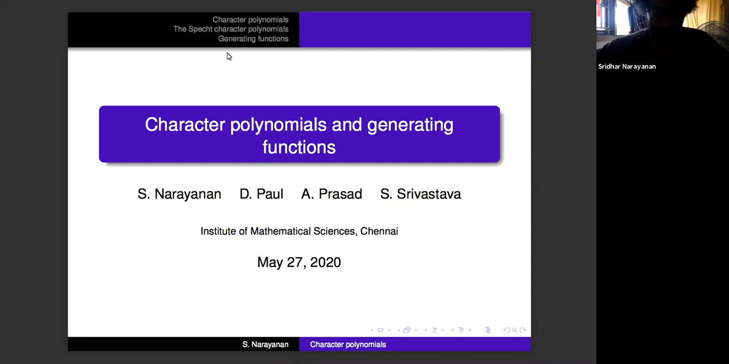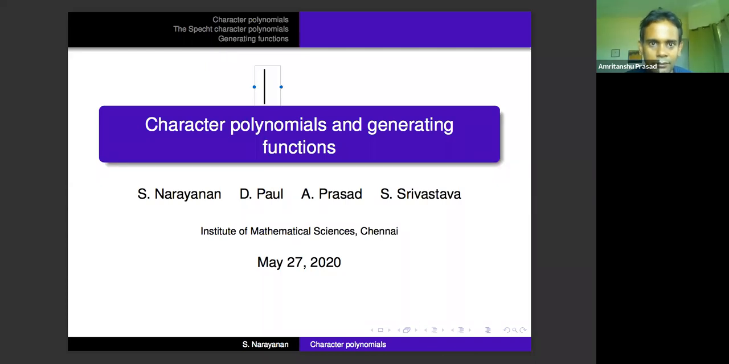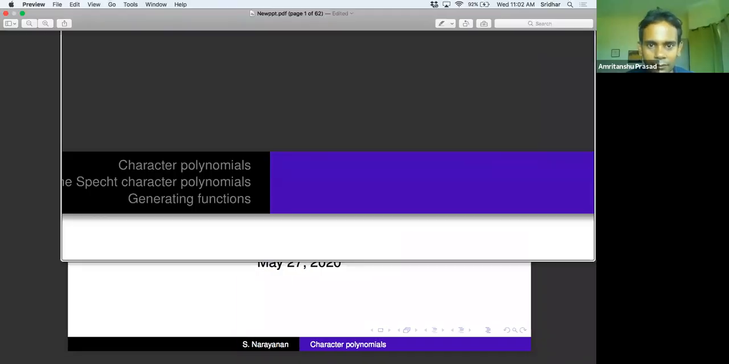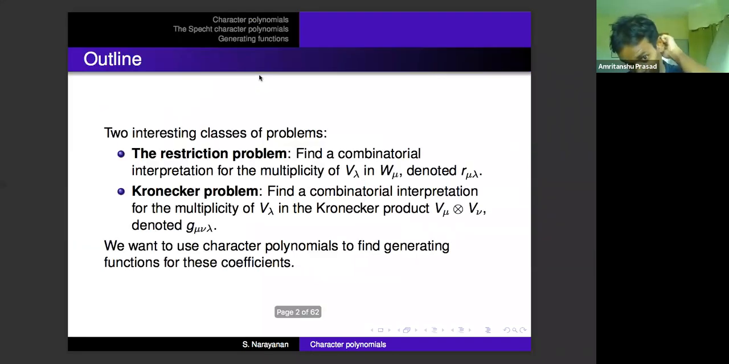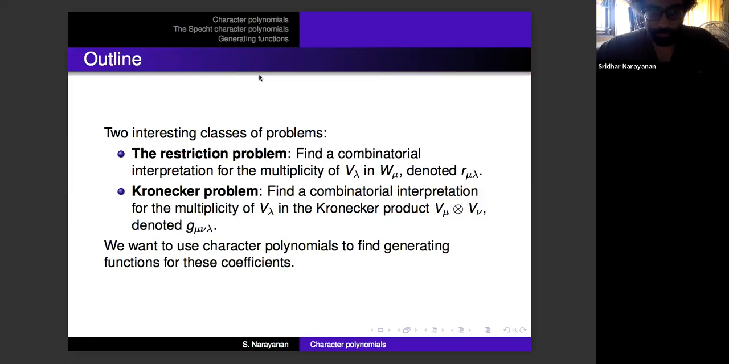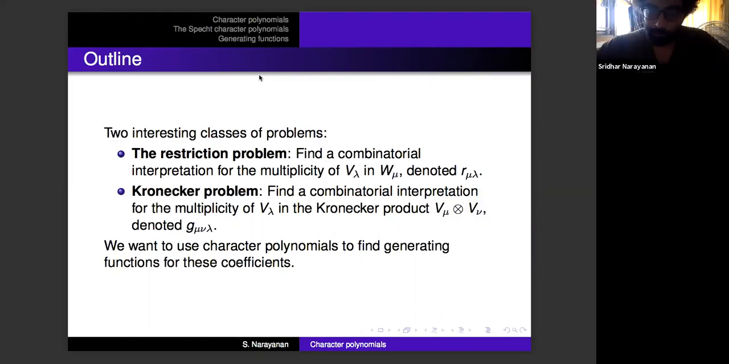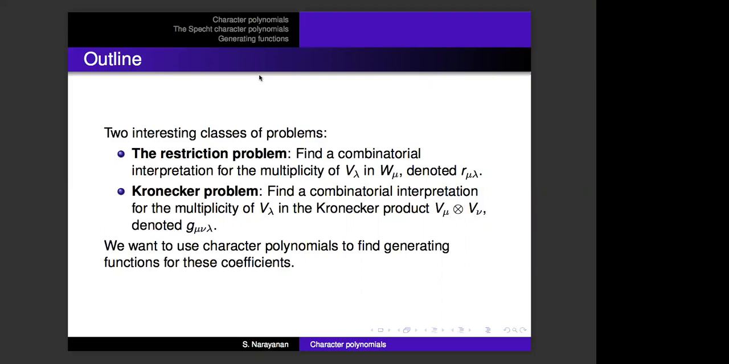Today I want to talk about some generating functions associated to character polynomials. The motivation for this is we were looking at two kinds of problems. As Zabrocki mentioned in his talk, there are three currently open interesting problems. One is the restriction problem. If you have an irreducible representation of GL_n and you restrict it to S_n, then what is a combinatorial interpretation for the multiplicities of each S_n irreducible that occurs in this restriction? So that's called the restriction problem.